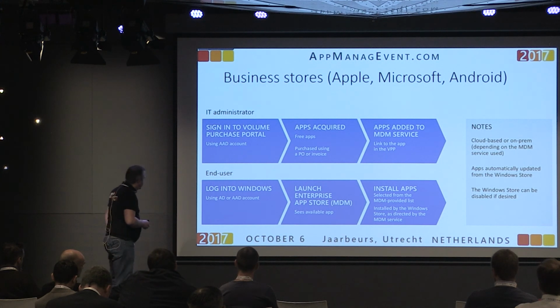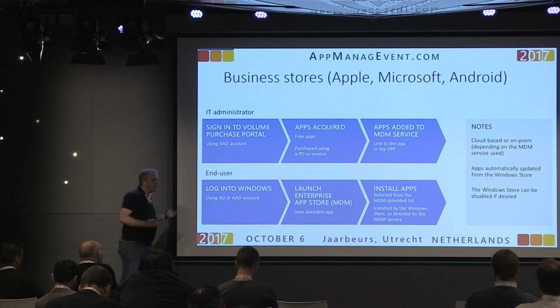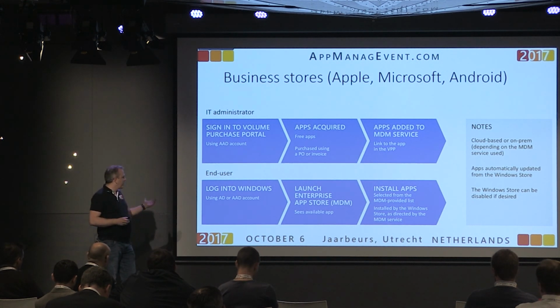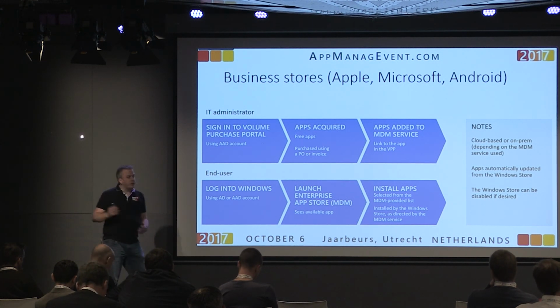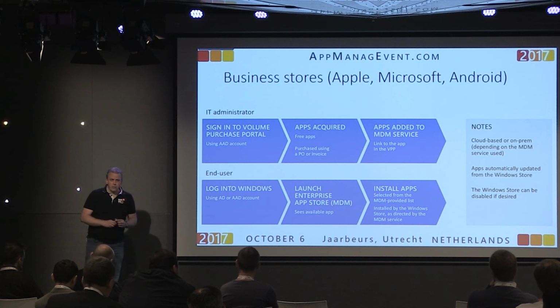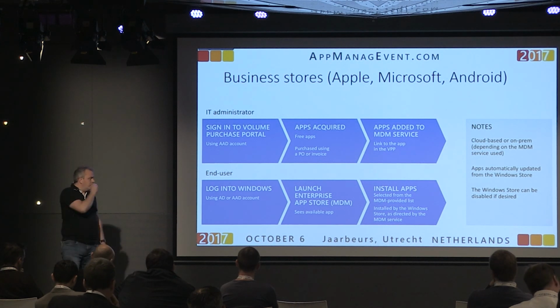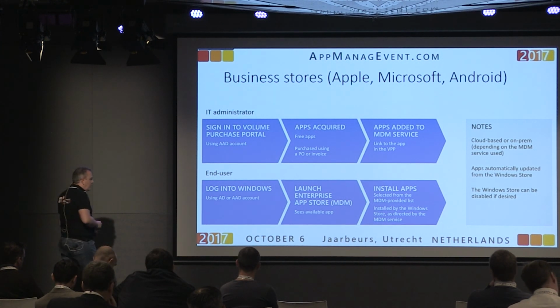For the end user, in this case, it's an example of Windows, but it comes down to the same again. In this case, the user logs into Windows, and the application will automatically be pushed. If it's an available app, you need to go to the company portal, of course. But if it's a required app, the application will be pushed. Same counts for Android and iOS. If you want to revoke the access, or you want to revoke the license, the application can also be uninstalled.